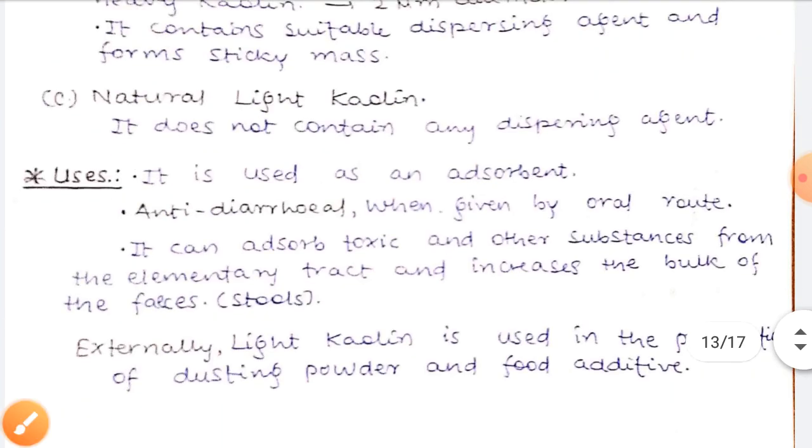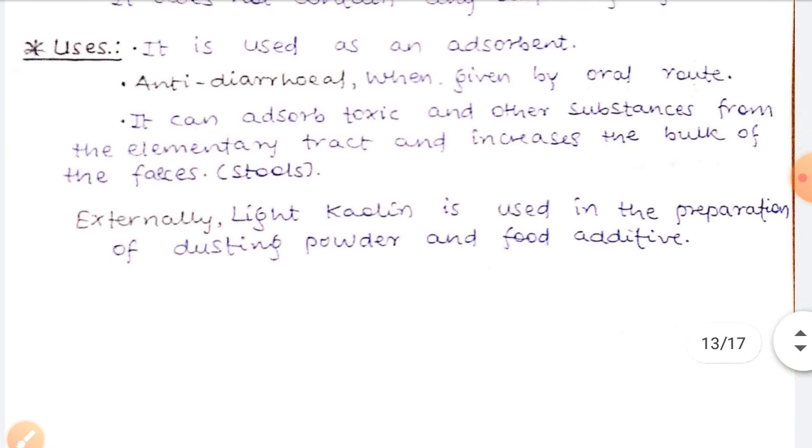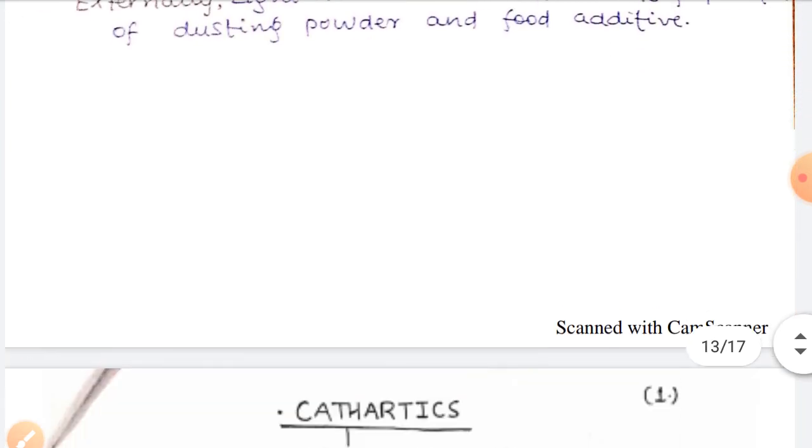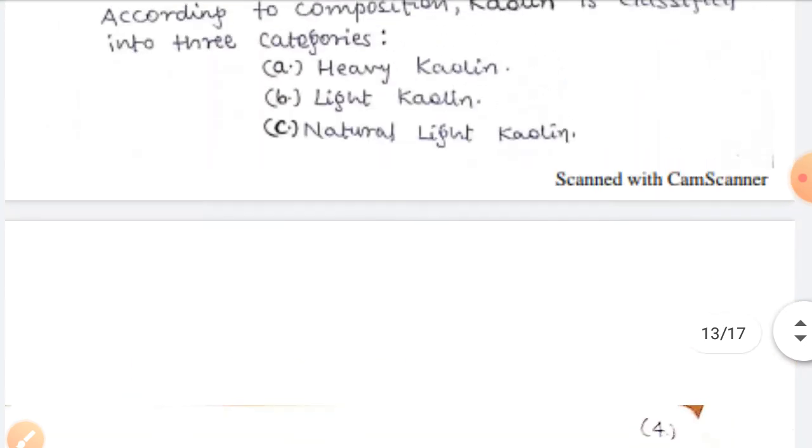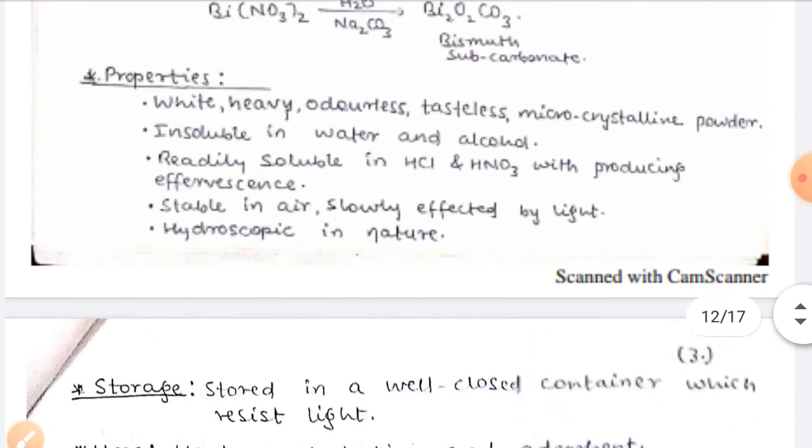Now the uses: it is used as an adsorbent and antidiarrheal when given by oral route. It can absorb toxins and other substances from the alimentary tract and increase the bulk of fecal matter. Externally, the light kaolin is used in the preparation of dusting powder and food additives. So this is all about the protective and adsorbent.